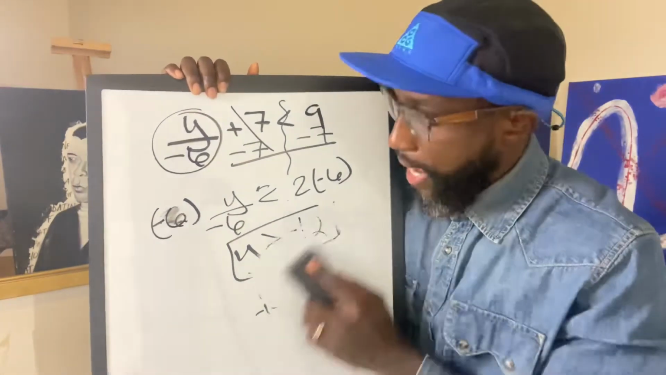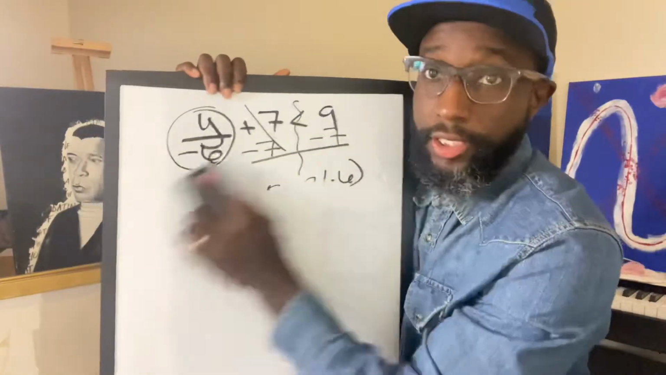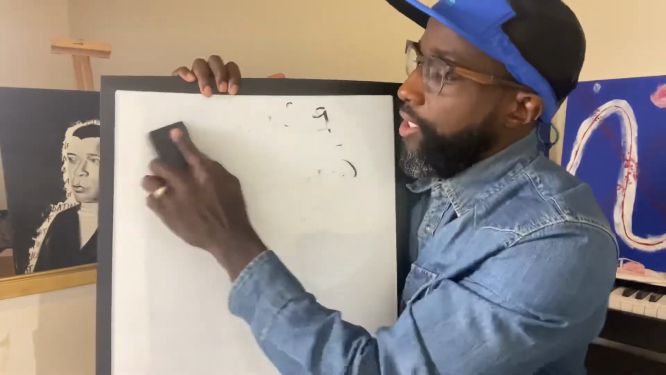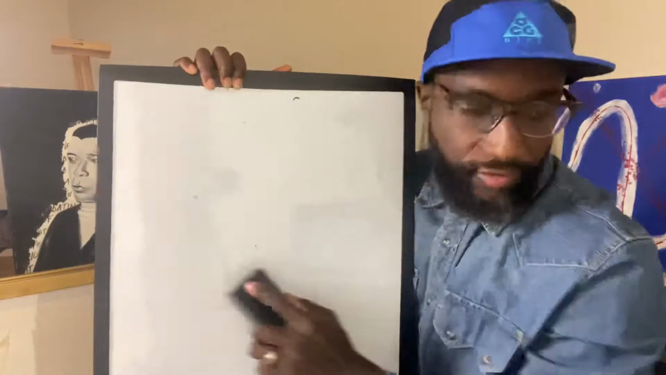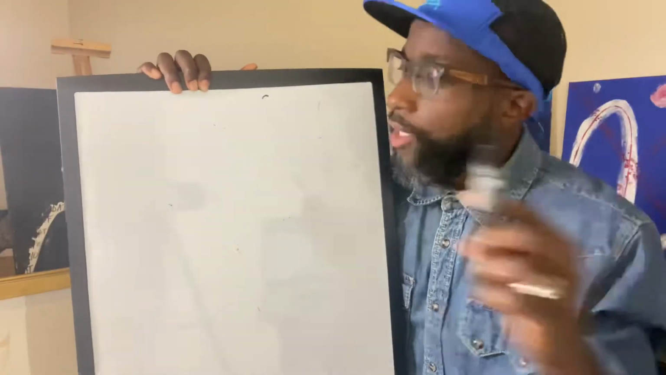Let's look at another example here. I probably need a towel because this new marker is just super fresh. What do we got with this one?